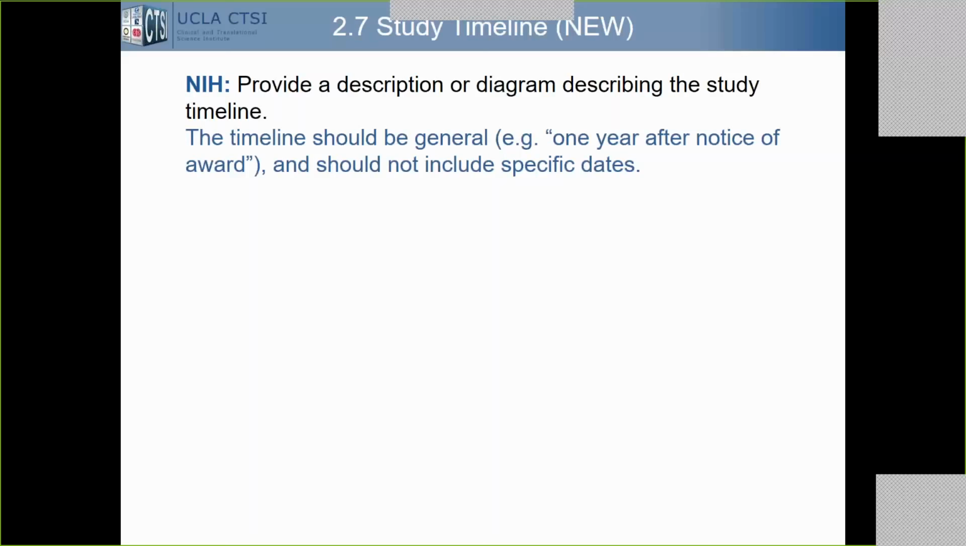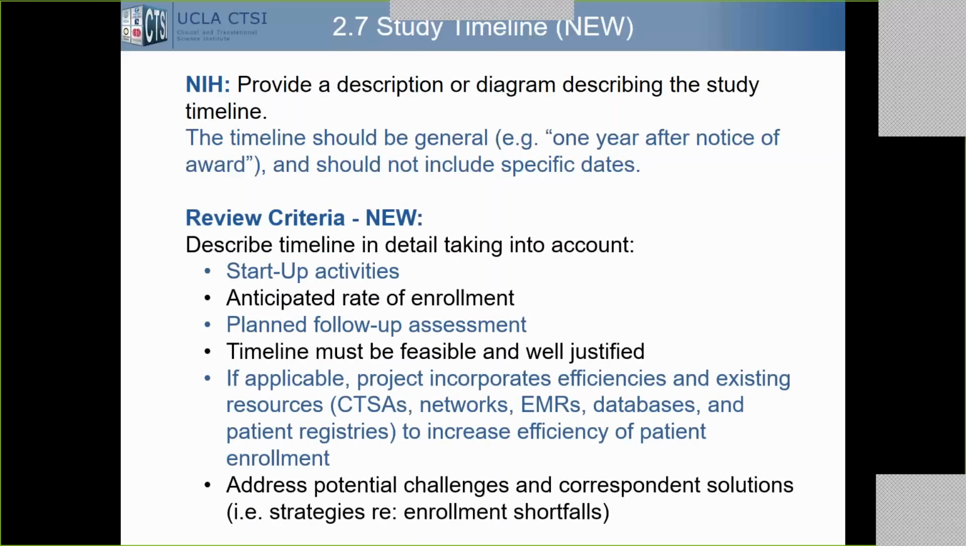However, I did want to point out that the study timeline is also a new review criteria. So I wanted to go through what the review criteria looks like. In addition to what your instructions are, this is what reviewers are going to be taking into account. They want to make sure that you've addressed startup activities, anticipated rate of enrollment, planned follow-up assessment. They want to make sure that your timeline is feasible and well justified. If you're using any kind of institutional resources that increase the efficiency of components of the study, like patient enrollment, that you've incorporated that. And then you should also be addressing any potential challenges that you might anticipate, such as enrollment shortfalls.